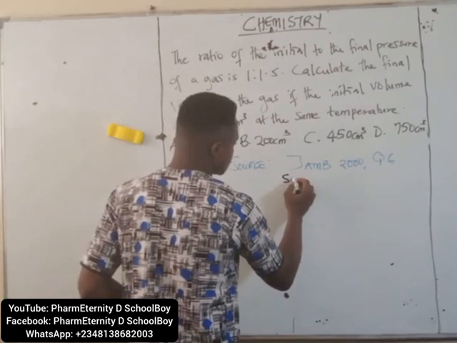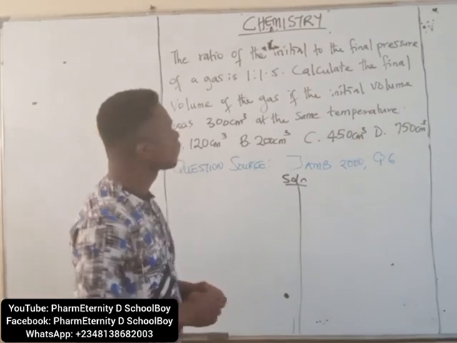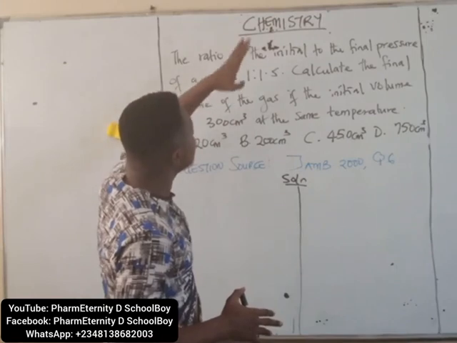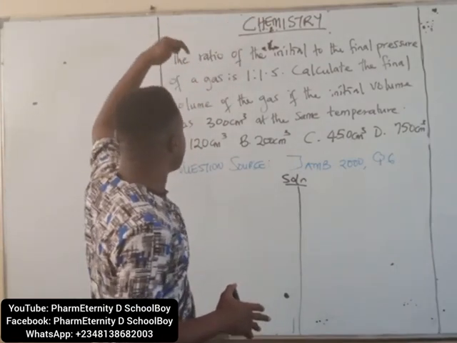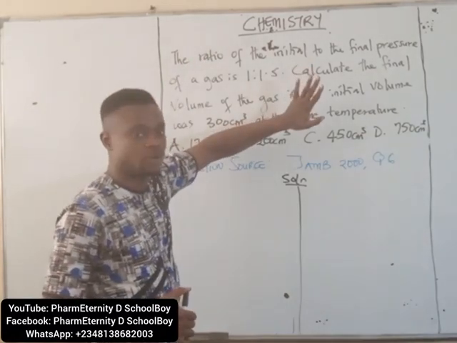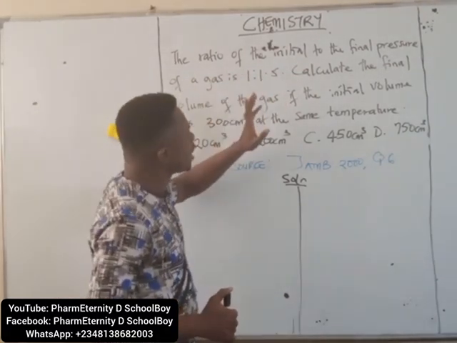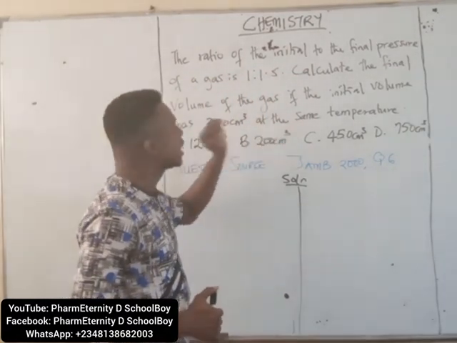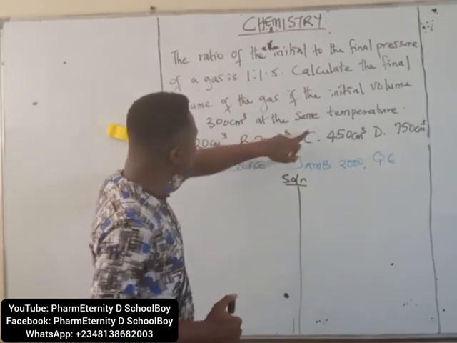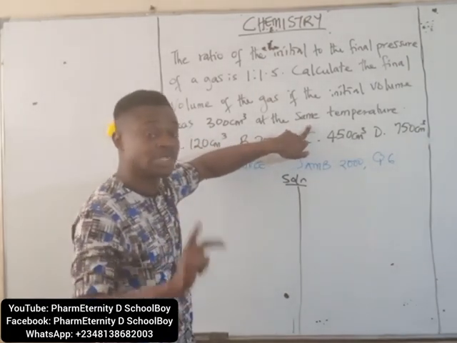Solution. Let's take a look at the question again. The ratio of the initial to the final pressure of a gas is 1:1.5. This question has to do with gas law. Now, to determine the law we are talking about, we need to look at the one that is constant and the parameters that vary. If you look at this question, temperature is constant. Even though they didn't mention the temperature, but it's constant.